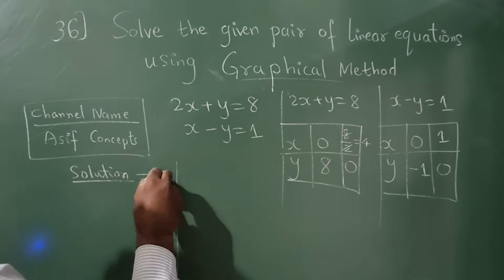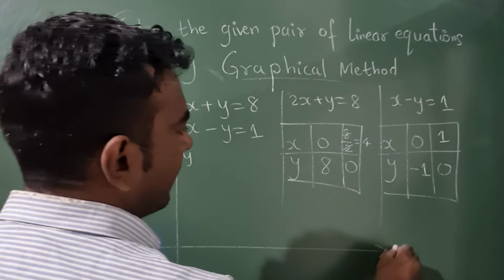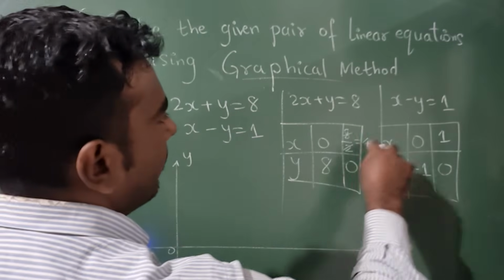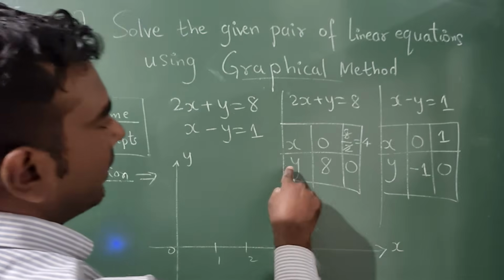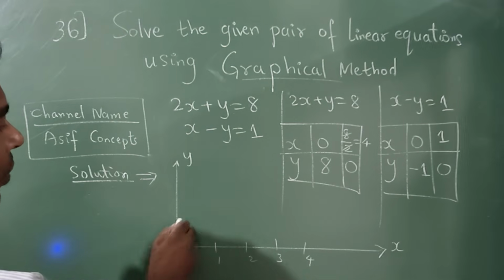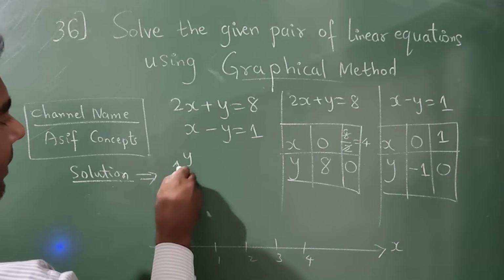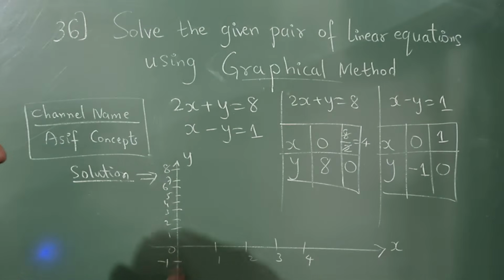So let me plot that in the graph. This is the y-axis, this is the x-axis. This is 0. Which is the highest number? 4 is the highest. 1, 2, 3 and 4. Here, which is the highest number? 8. 1, 2, 3, 4, 5, 6, 7 and 8. And which is the lowest? Minus 1 is the lowest.